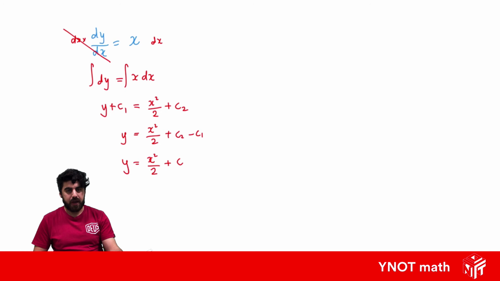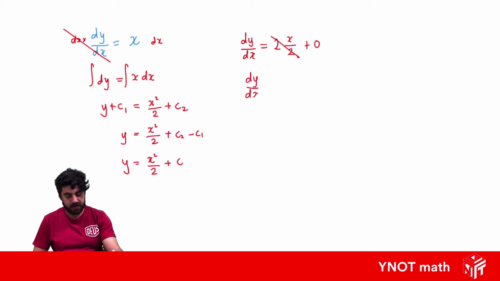And you always know if your solution's correct if you just differentiate it. So if we differentiated this, differentiating y with respect to x just gives us dy dx. And differentiating x squared on 2, we can bring the 2 to the front, minus 1 from the power, and the differential of a constant is 0. The 2's cancel out, and we get dy dx equaling x, which was our original differential equation. So we know that this equation satisfies the differential equation.